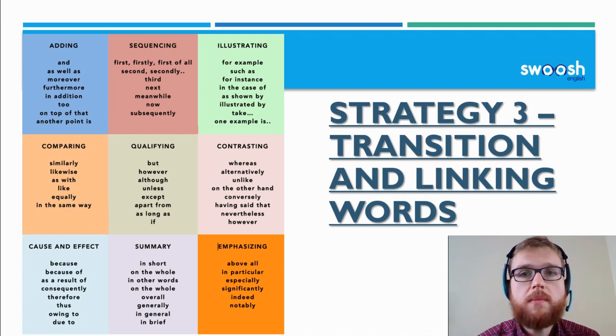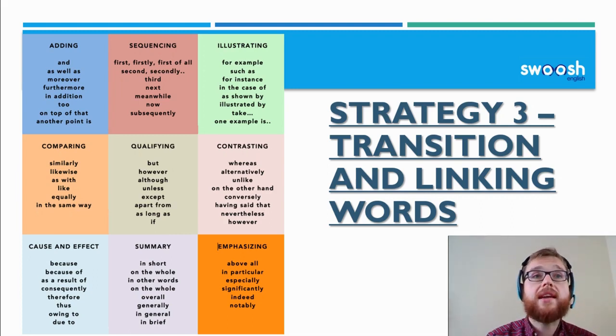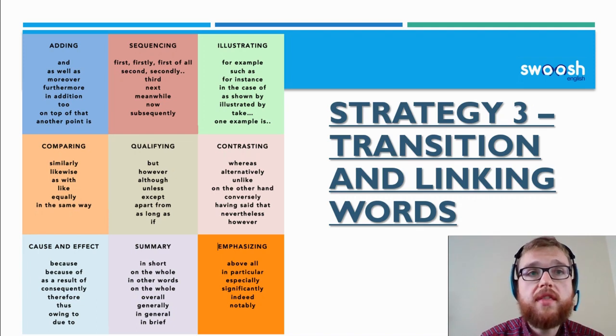So when we want to combine 2 ideas together which are similar, they might be both positive or both negative, we can use the words in the top left-hand corner for adding. And, as well as, moreover, furthermore, in addition to, on top of that, another point is.